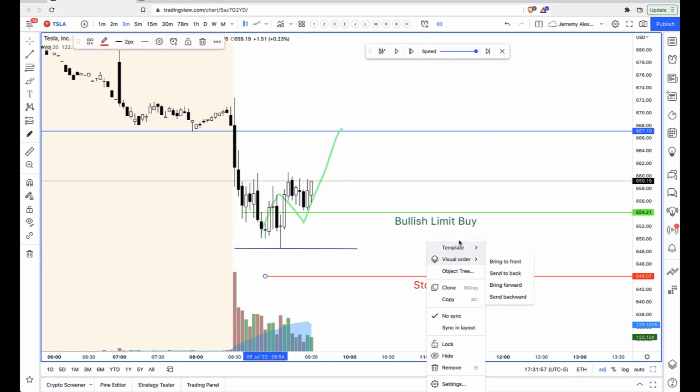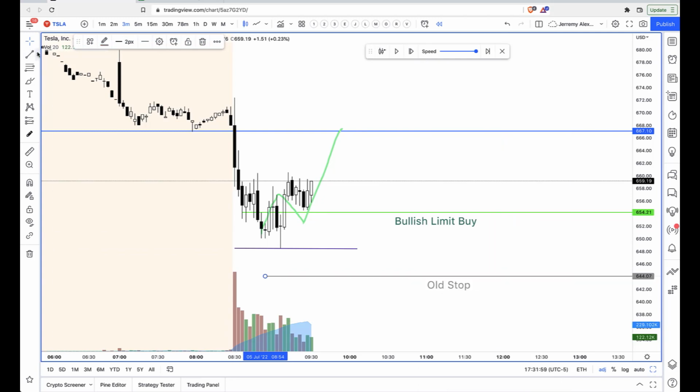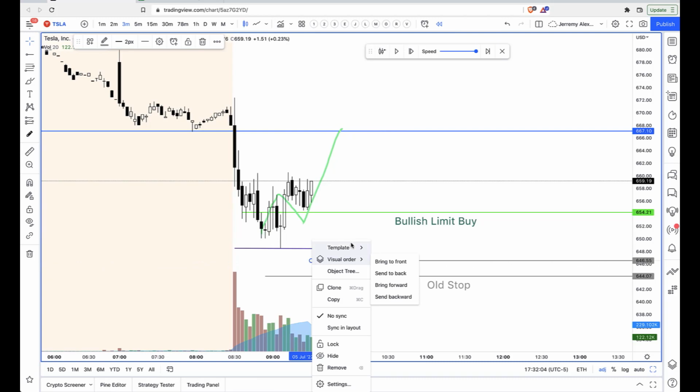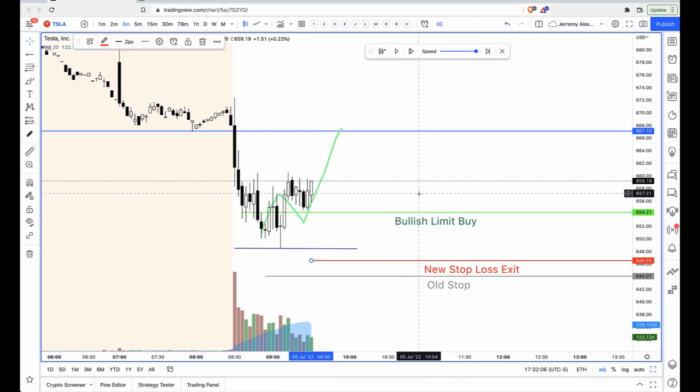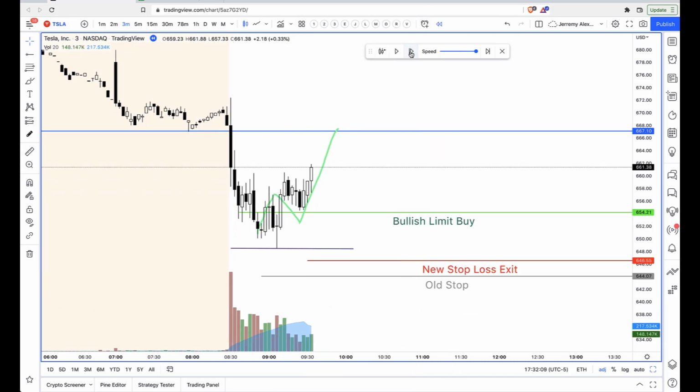So this is a good time for me to move my stop loss, right? Remember, I lost an R already realized, so I don't want to lose again. I don't want to lose 2 R's, so I'm going to increase my stop. Going to wait here for a little bit.